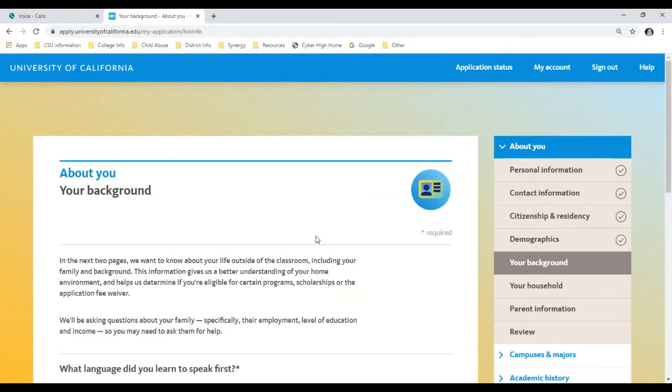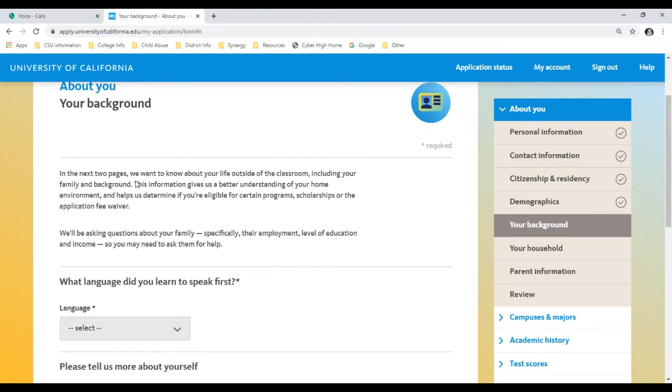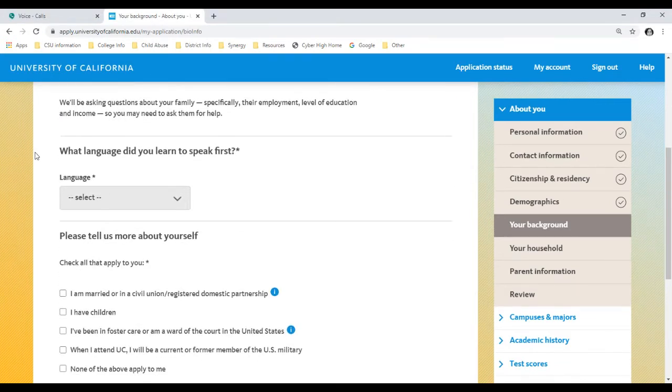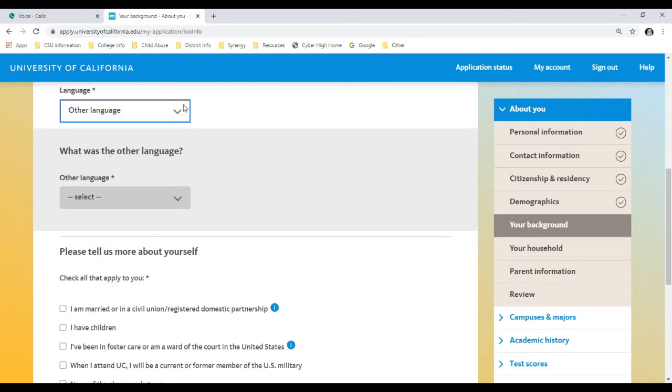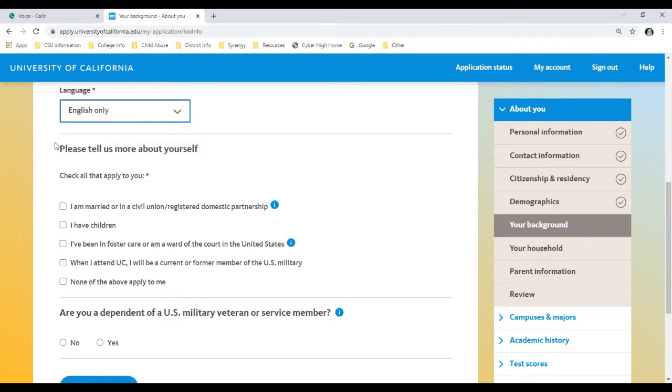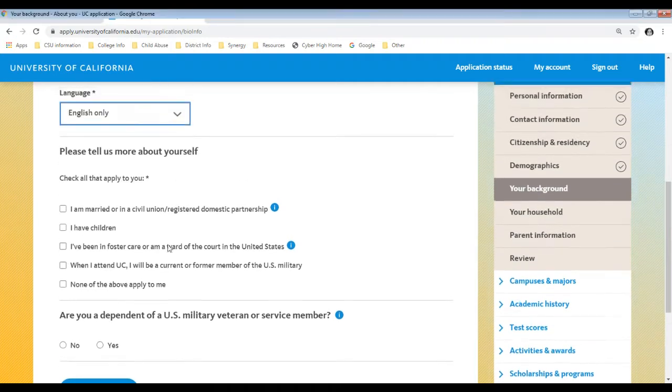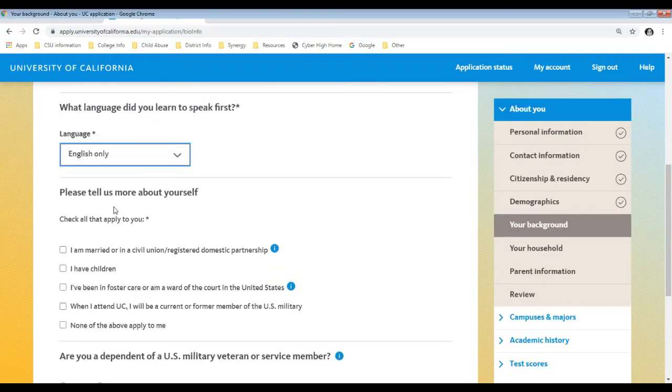And it says about you, your background. Okay, in the next 2 pages, we want to know about your life outside of the classroom, including your family and background. This information gives us a better understanding of your home environment and helps us determine if you're eligible for programs, scholarships, and fee waivers. So you have to answer these to the best of your abilities. Okay, what language did you speak first? I'm going to put other language. Let me see what happens if I say just English. English only. Oh, okay, so if it's English, then there are fewer questions. So I'm going to put other language.